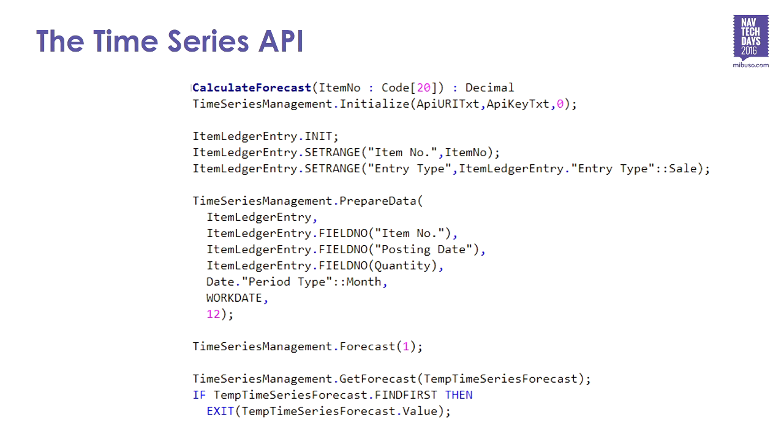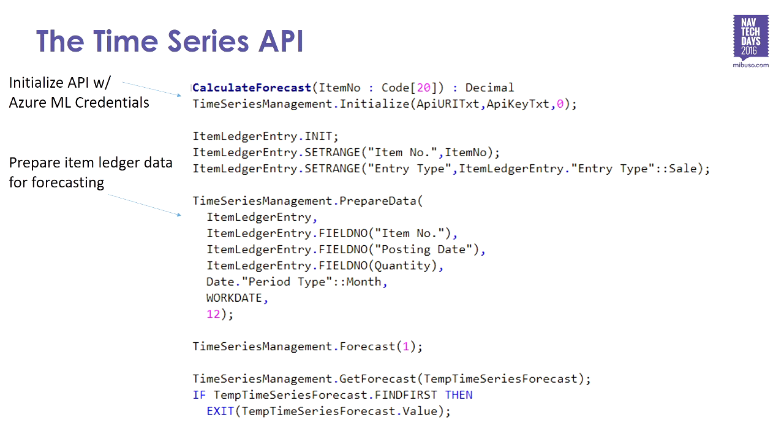But now let's look at some code here. So this is what happens at the core of that inventory forecast example. In this small snippet, we use the time series API and initialize it with an API URI and an API key. So these were the Azure ML credentials that we got from running the experiment. We then set a filter on item ledger entries, so we're looking at sales. And then we prepare this item ledger data for forecasting.